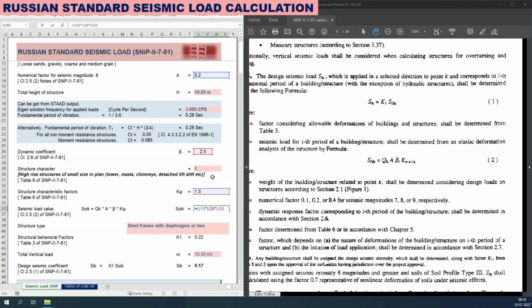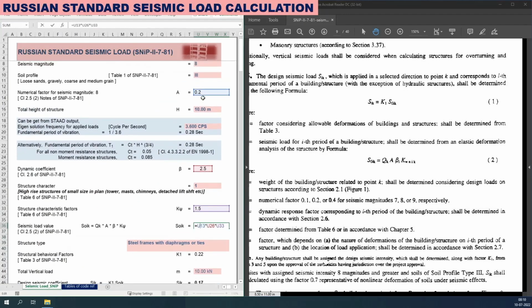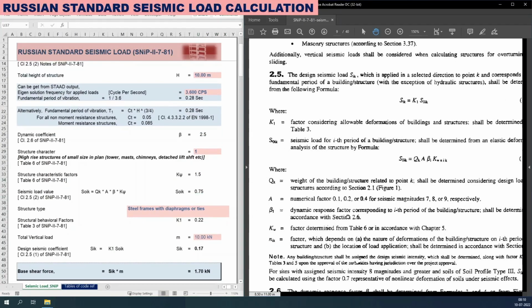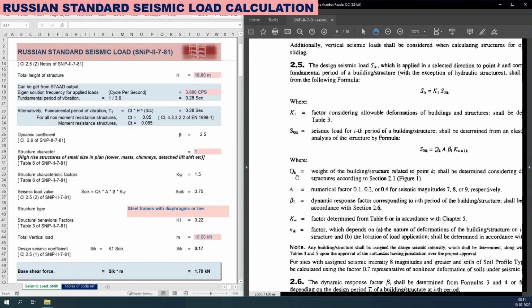So Qk is nothing but the mass, and A is 0.2, beta is 2.5, and Kψ is 1.5. So Qk is the mass of the structure. Here you can see in the right hand side PDF file, Qk equals the weight of the building or structure related to point k. So that we have assumed here as 10 kilonewton. I am missing the Q value alone while calculating this S0ik. Later we need to multiply this Qk, that is the weight of the building, into the S0ik calculation.